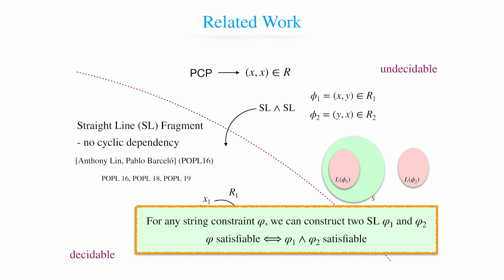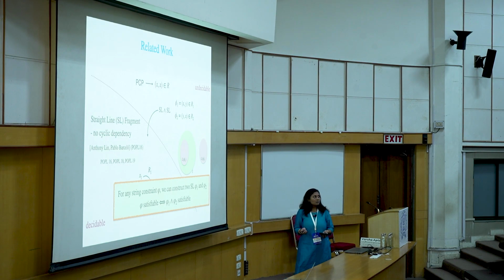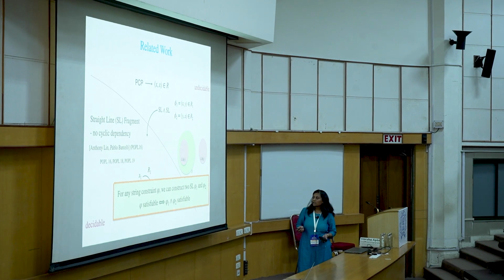In one of our results, we have shown that given any general string constraint phi, we can construct two straight line fragment constraints, phi1 and phi2, such that they are equisatisfiable, meaning that if phi is satisfiable, then the conjunction of phi1 and phi2 is satisfiable and vice versa. So for this phi1 and phi2, if there exists a separator, then we are sure that phi1 and phi2 is unsatisfiable.